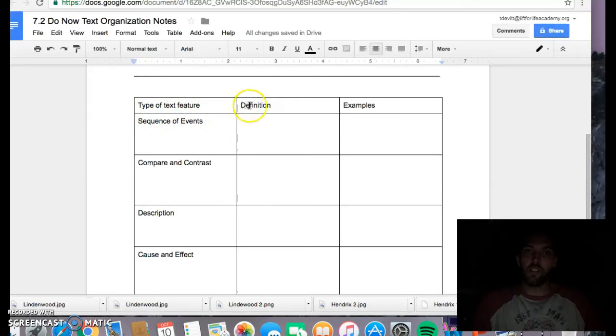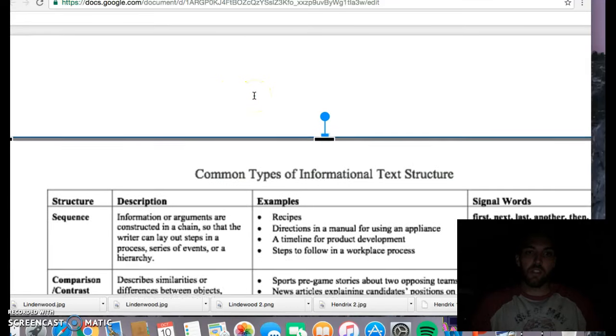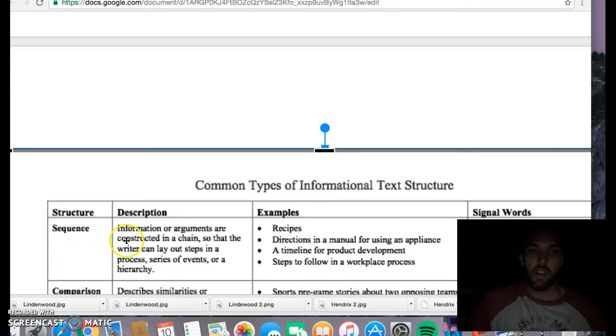Here are our different types of text features, and you'll fill in the definition and the examples. So let's start with the first one. Our first one is sequence of events. Our definition is information or arguments that are constructed in a chain. You don't have to write down that definition. If you want to write down what I say instead for any of these, feel free to do that. Sequence of events is just saying the order that it happens. Think of it like a timeline. First this happened, then this happened, then this happened, and finally this happened.